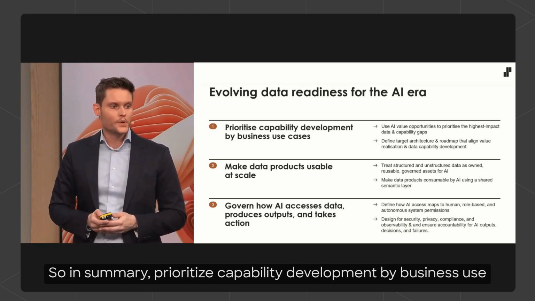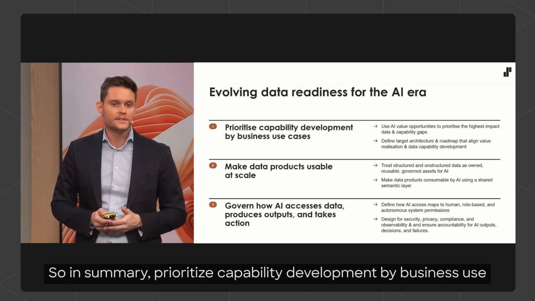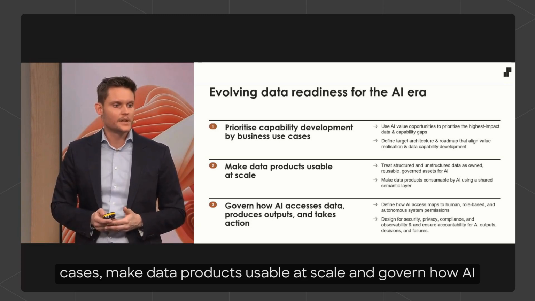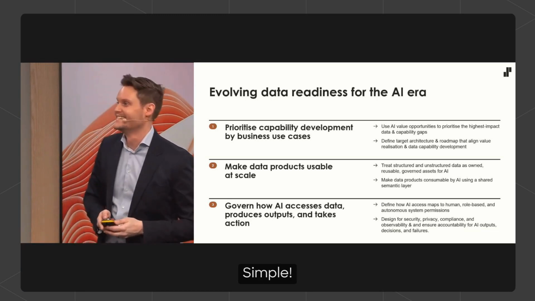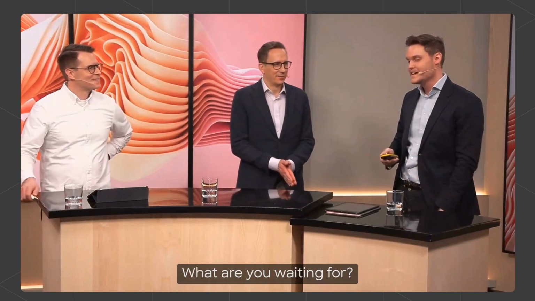So in summary, prioritize capability development by business use cases, make data products usable at scale, and govern how AI accesses data, produces outputs, and takes action. Simple. Yeah. Just do it. What are you waiting for?